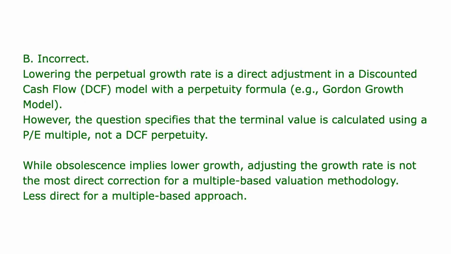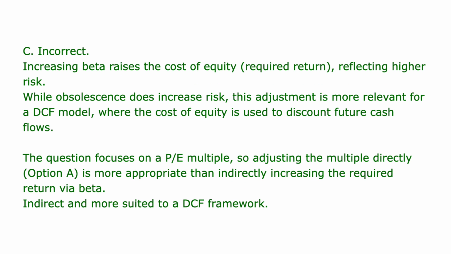B. Incorrect. Lowering the perpetual growth rate is a direct adjustment in a DCF model, but not the most direct correction for a multiple-based valuation methodology. C. Incorrect. Adjusting the PE multiple directly is more appropriate than increasing the required return via beta when considering obsolescence and risk.